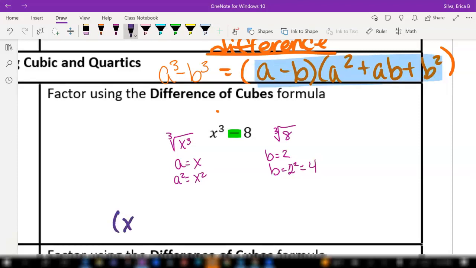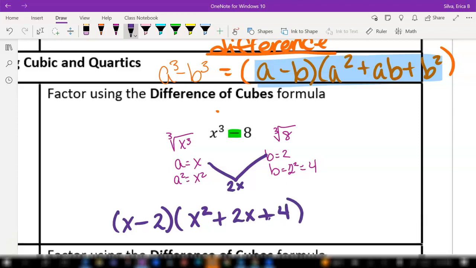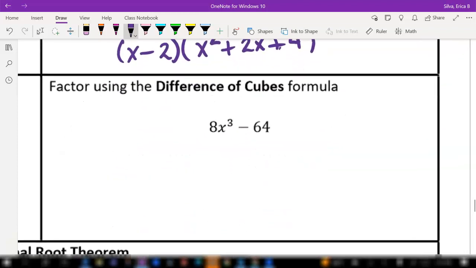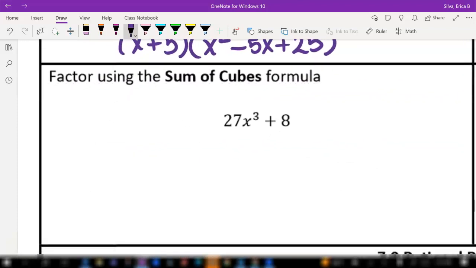We start with a, which is x. We're going to subtract our b, which is 2. Then we have open parentheses a squared, which is x squared, plus a times b. So we're going to be multiplying a times b, which is 2x. And then we're adding b squared, which is 4. We're going to do the same thing for this next one.